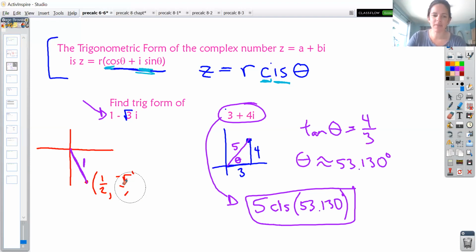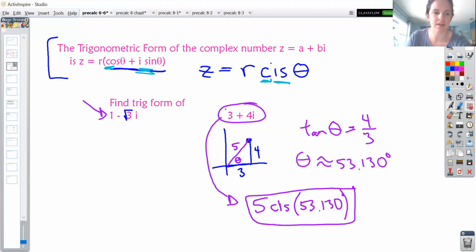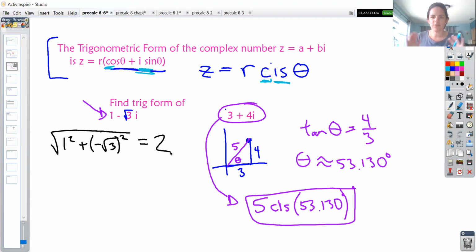We can also do the Pythagorean theorem to see that the radius is 2, like we did in the first example, right? We can take root 1 squared plus negative root 3 quantity squared and get the square root of 4, which is 2. So it's fine to just do it the algebraic way. I just wanted to show you that if you recognize that it's on the unit circle, it saves you that work.